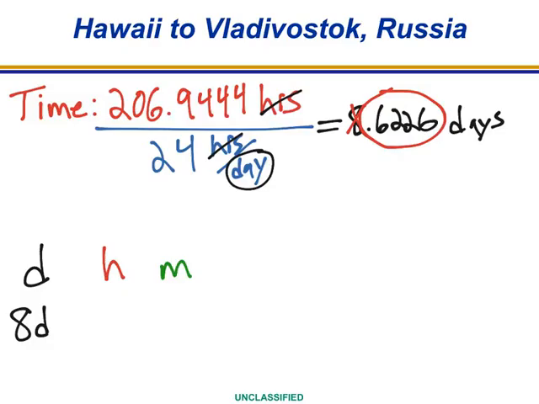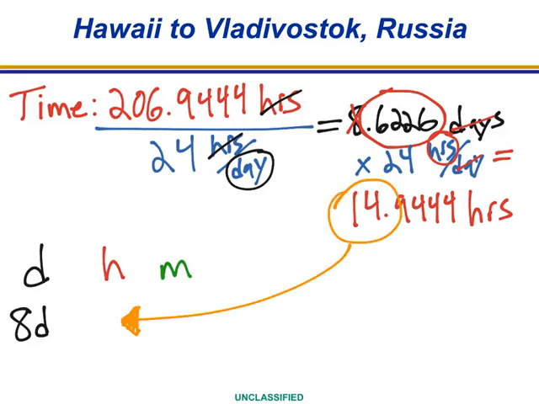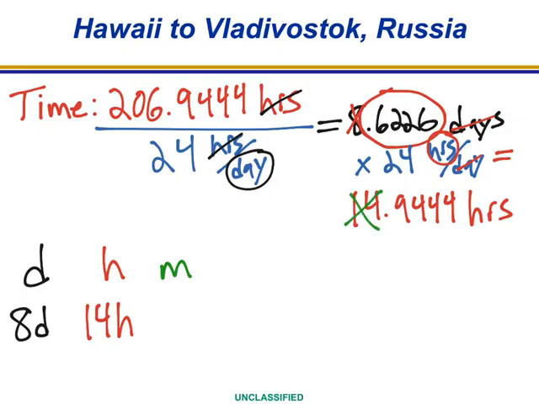We need to convert that back into hours, so we'll multiply that by 24, because there are 24 hours in one day, and we get 14.9444. Looking at the units, up here days cancel out, we're left with just hours, so that's 14.9444 hours. Let's take that whole number of 14 hours, we're going to move it over here to save it, and now, since this number is still in our calculator, what we'll do is we'll subtract 14 from it, so we're left with just 0.9444 hours, which we need to convert into minutes.